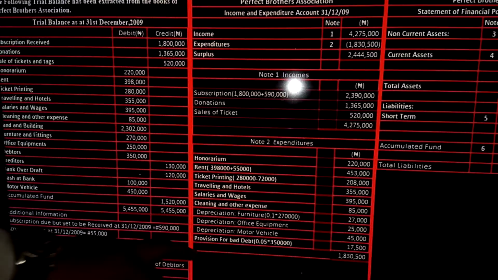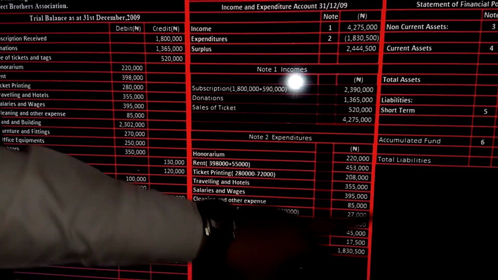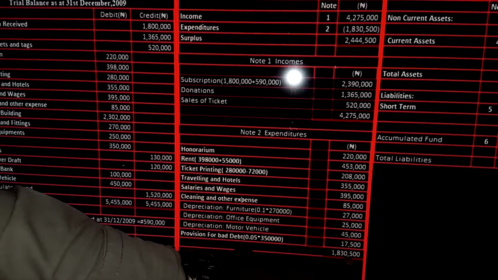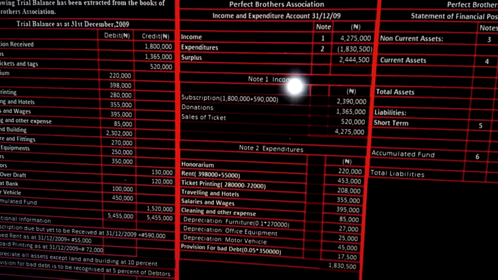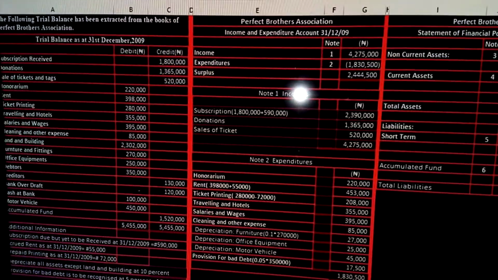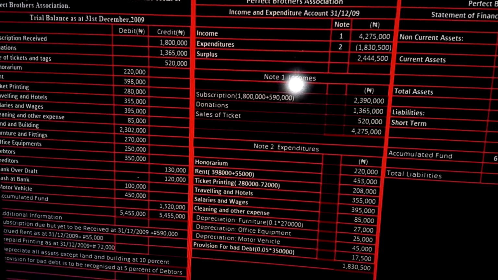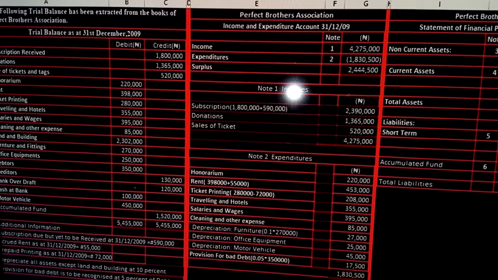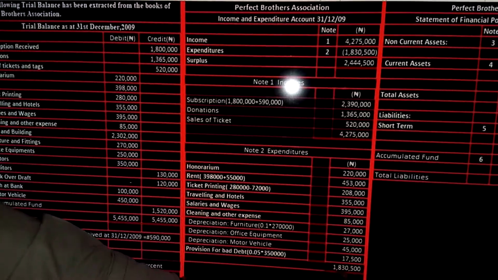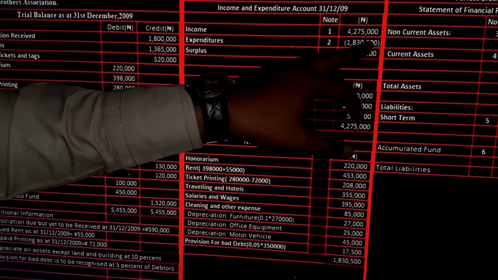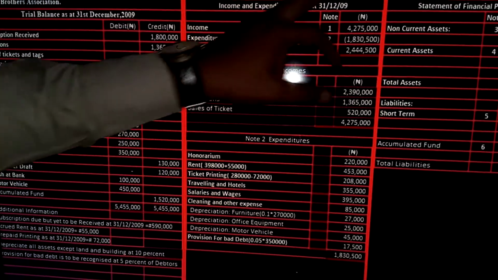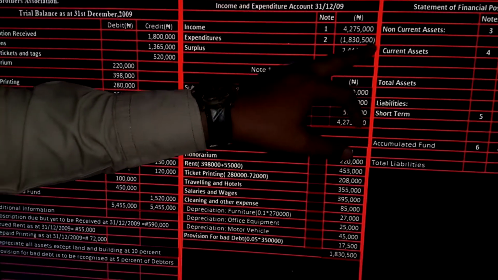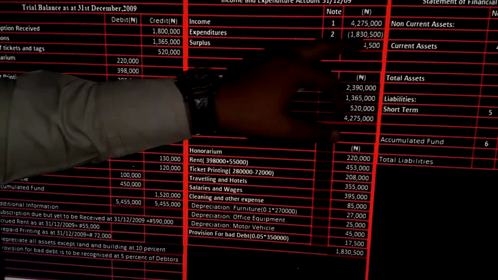That's why we're putting it here. 17,500. So when you add all, you have 1,830,500. And this 17,500 will reduce your debtor figure at the end of the period. Go back to our provision class to update your knowledge. So total here is 1,830,500. That's our expenditure. So income minus expenditure is 2,444,500. That's your surplus.